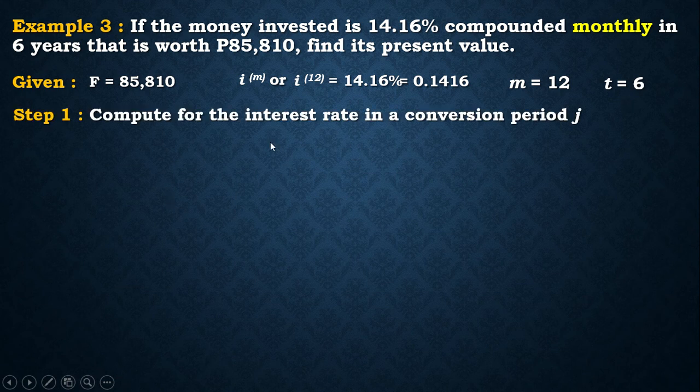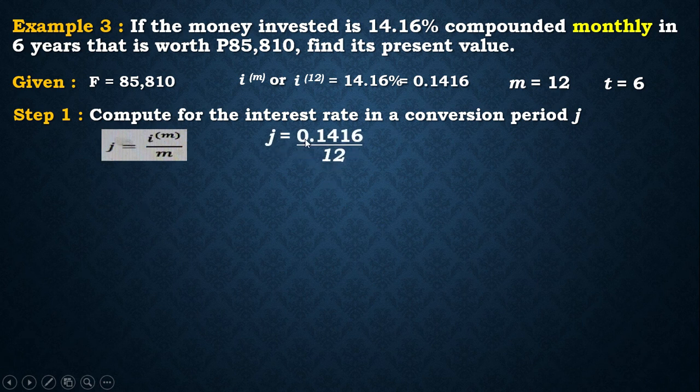Compute for the interest rate in a conversion period J. So, conversion period J, may formula siya. J is equal to the nominal rate divided by the frequency of conversion. So, palitan po natin ito at palitan natin ito. Ito ang mangyayari. So, J is equal to 0.1416. Ito po siya. At ang M natin is equal to 12. So, again, makikita po natin ito mamaya sa formula natin.